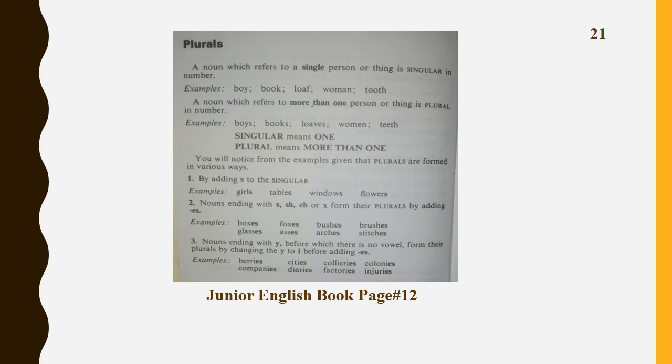Rule number 3 says nouns ending with y before which there is no vowel form their plurals by changing the y to i before adding es. Like berry. If we talk about singular, that would be berry. So we are changing it into plural. We are saying berries. We will be removing y. Y will be changed into i. So in place of y, we are adding ies. Cities, collieries, colonies, companies, diaries, factories, injuries.